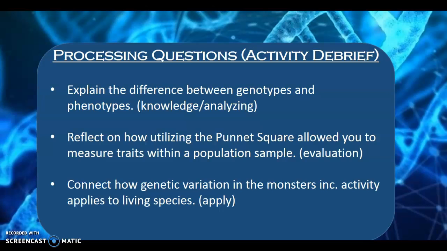So some processing questions I planned on giving the students after we debrief from our activity is to explain the difference between genotypes and phenotypes, reflect on how utilizing the Punnett square allowed us to measure traits within a population sample, and to connect how genetic variation in the Monsters Incorporated activity applies to living species. I thought this question was definitely important to add in because then we can connect it to not only us as humans, but agriculture in general. So whether it be animals, plants, you name it.